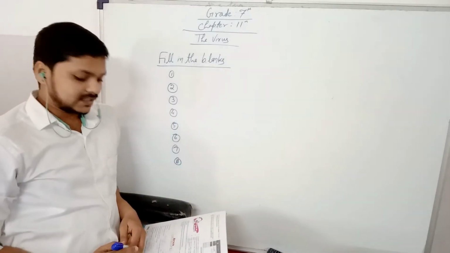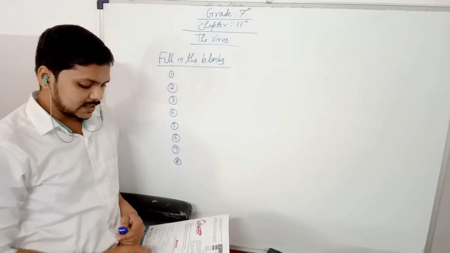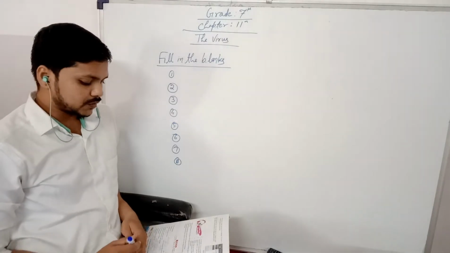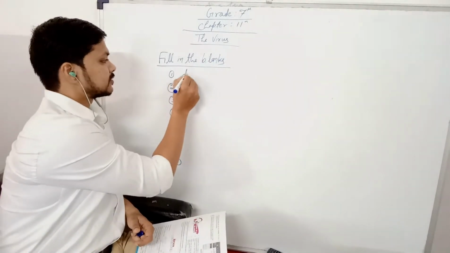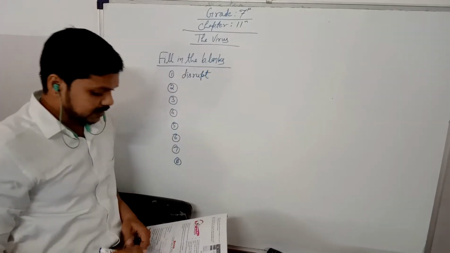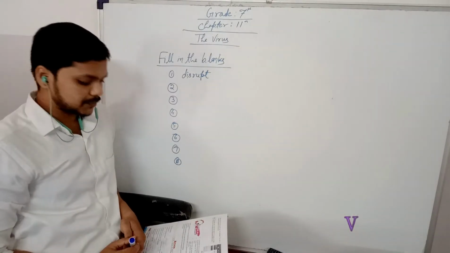So I am going to read the first question of fill in the blanks: a computer virus what the normal operation of a computer? So here we have to fill in disrupt. Right here, disrupt. So the answer will be: a computer virus disrupts the normal operation of a computer.